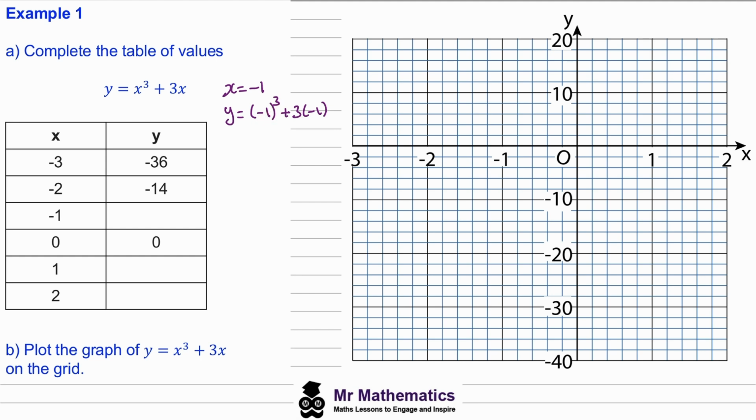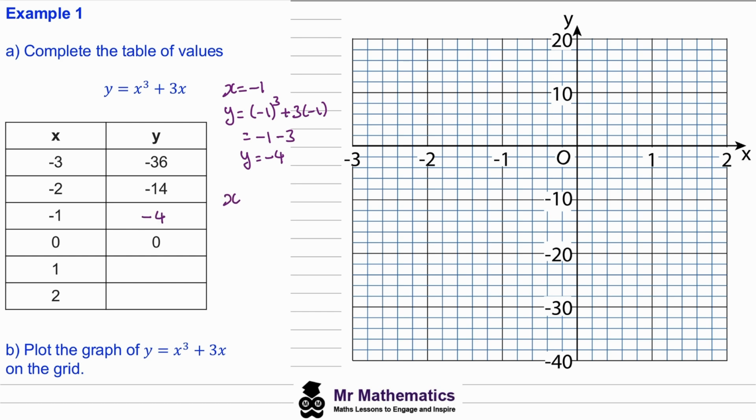Now we can work out each of these in turn. -1 cubed is -1, and 3 lots of -1 is -3. So when x equals -1, y will equal -4. We'll include this in our table.